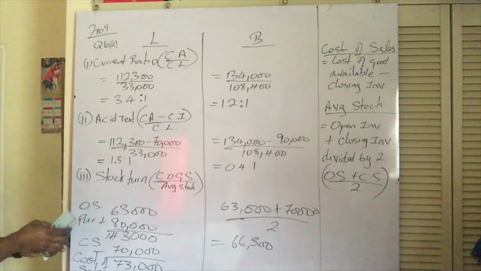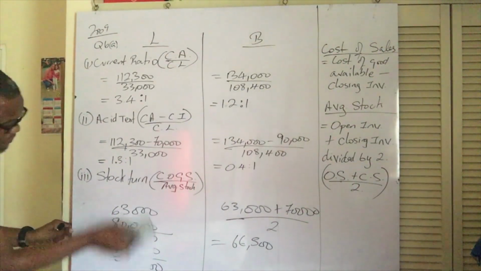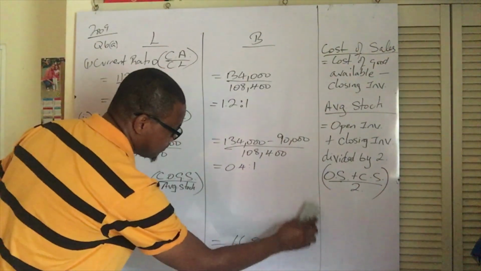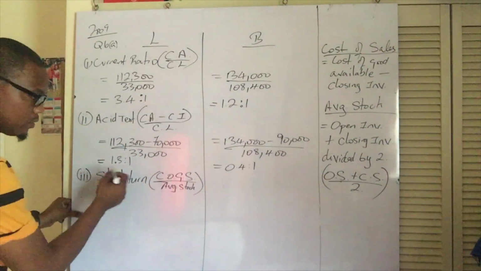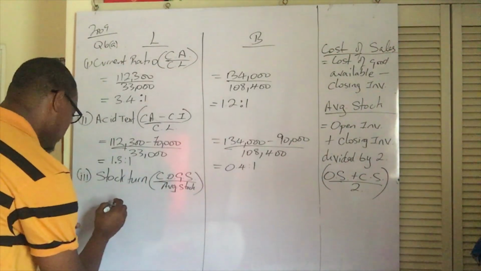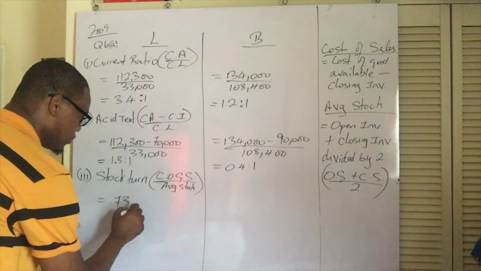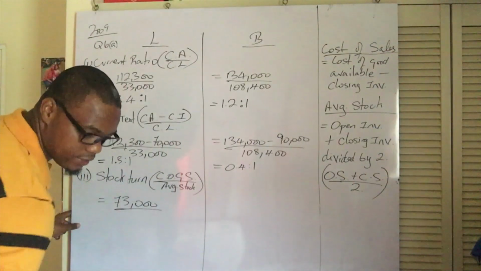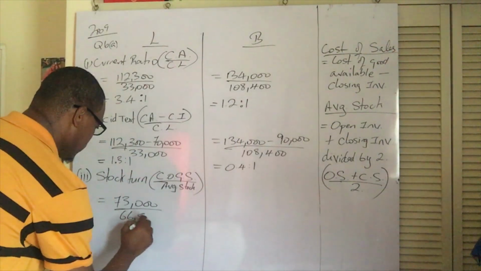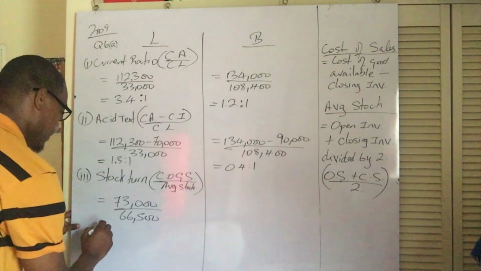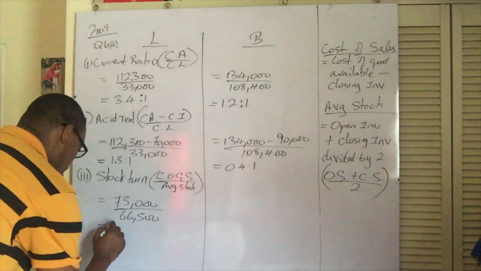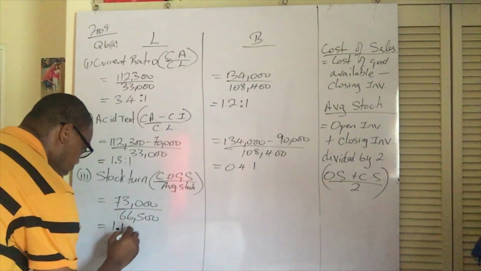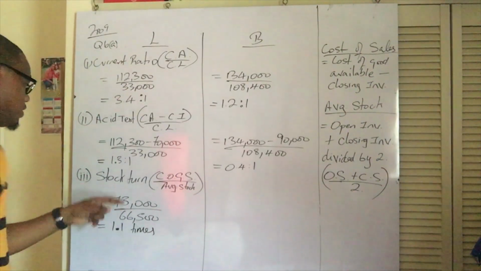Okay, guys. I'm just leaving you some time to snap if you want to snap. All right. So let me just get into it now. Cost of goods sold for Linguini, I'm just saying Linguini, guys, 73,000, divided by 66,500, which is the average stock, and that would give us 1.1, and the answer for stock turn is in times.